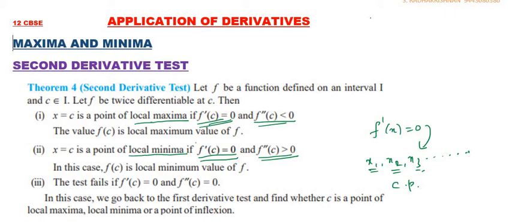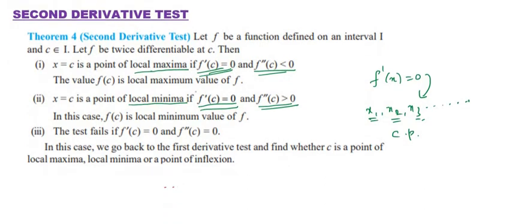Therefore, the point of inflection could be found only using the first derivative test. If the point is a local maxima or local minima, only then we can use the second derivative test. Okay, now what does this concept, this theorem, actually say? That we'll see. I'll just explain this one, then I'll go forward with the problem.